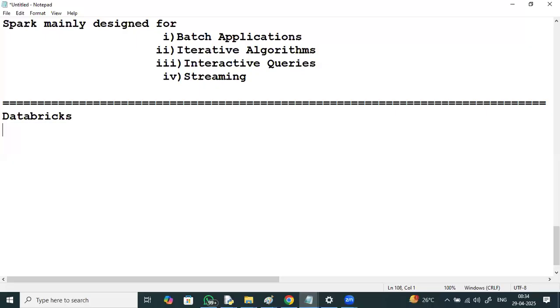What is Databricks? Today I'll be briefing you about Databricks. Generally, what is Databricks, and what is Databricks going to provide us?